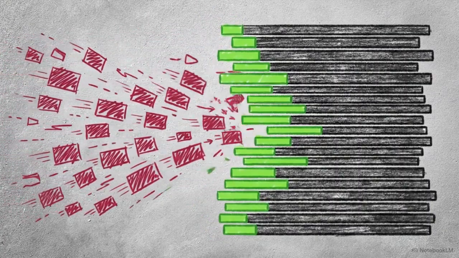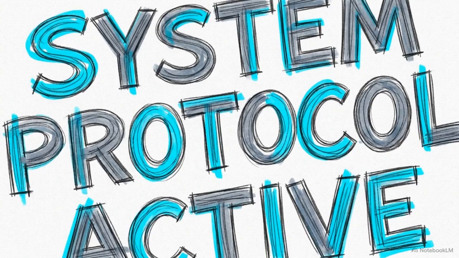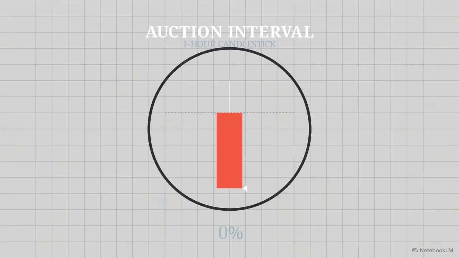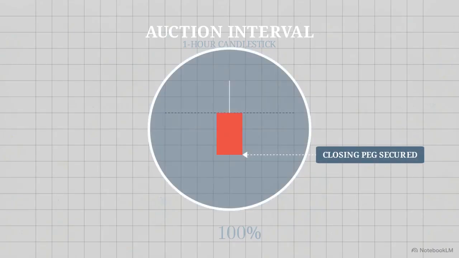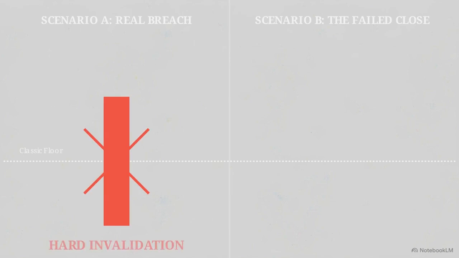To trade this effectively, an operator must distinguish between an engineered sweep and a genuine breakdown of the trend. The DRW engine validates a sweep through a specific price action signal, the failed close. This requires waiting for the auction interval, such as the hourly candle, to complete its loop rather than reacting to price movement mid-bar. Here we see 2 different outcomes. On the left is a real breach, where the price stays below the level and the bar body closes cleanly underneath it. This signals a structural break in the macro trend.